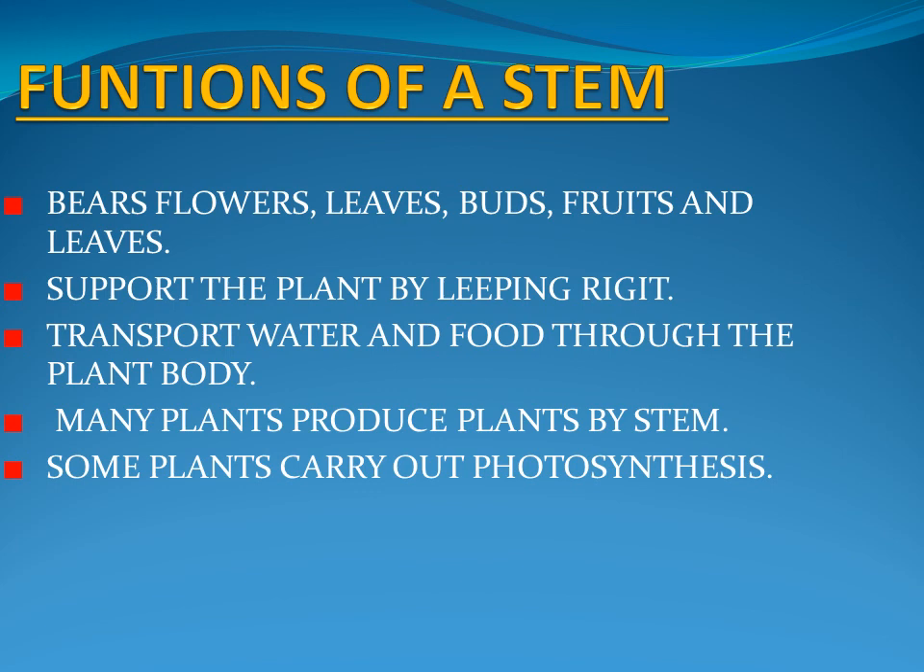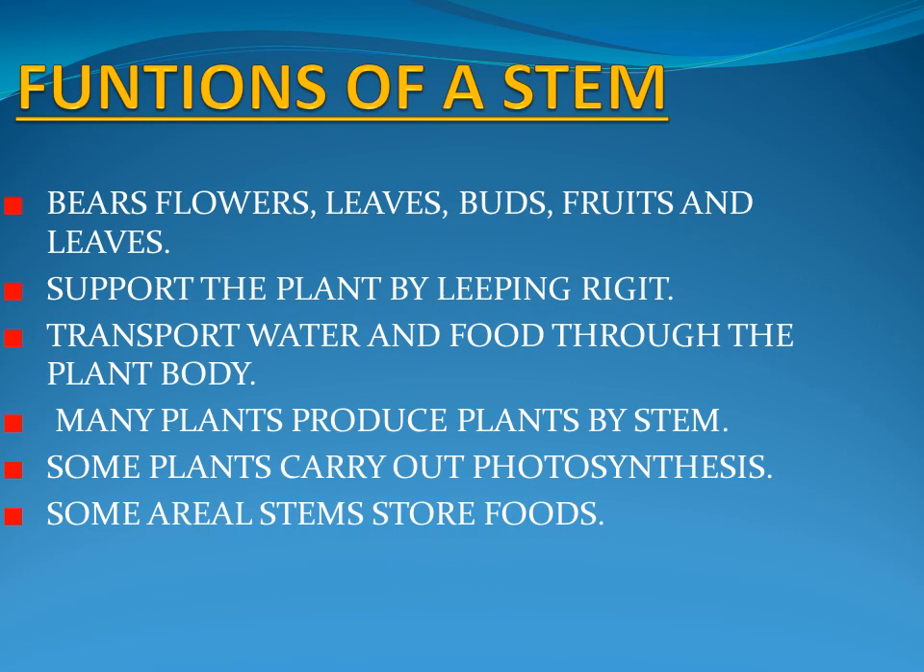Also, some plants carry out photosynthesis. That is also a very good thing. Photosynthesis is a main factor to get fruit and leaves. As in grade 6, you learned that photosynthesis is carried out by leaves, and in grade 7, both leaves and stems are used to do photosynthesis.